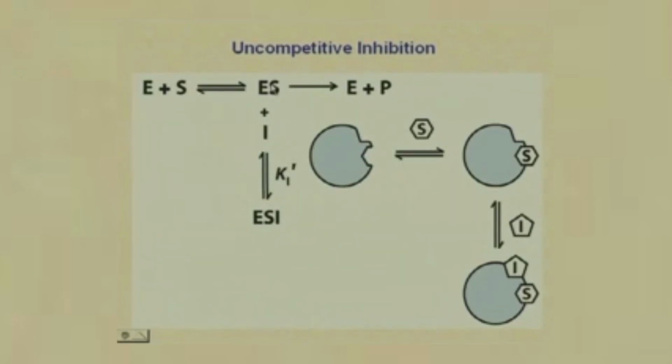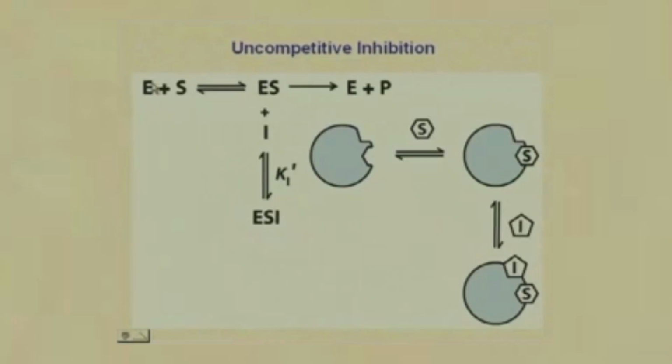So, you understand the distinction between each of the reversible inhibitors? In competitive inhibition, the reaction was only with E. In non-competitive inhibition, the reaction is with E or ES. In uncompetitive inhibition, it is only with ES. That's the difference between these.